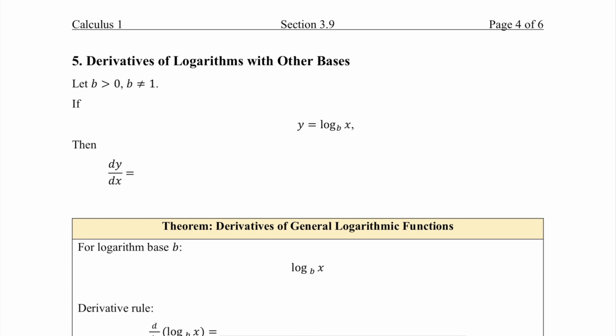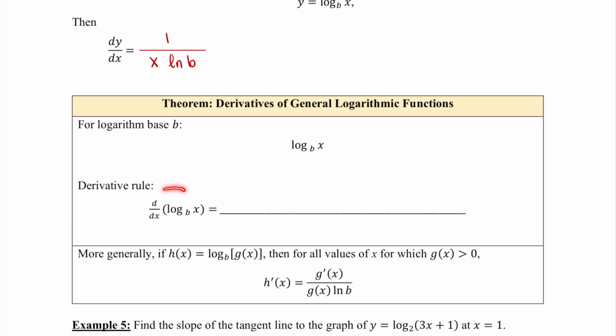Now let's look at logarithms with other bases. Let b be greater than 0 and b is not equal to 1. Suppose we have y equals log base b of x. Then the derivative is dy over dx equals 1 over x times natural log of b. So the derivative of log base b of x is 1 over x times natural log of b.